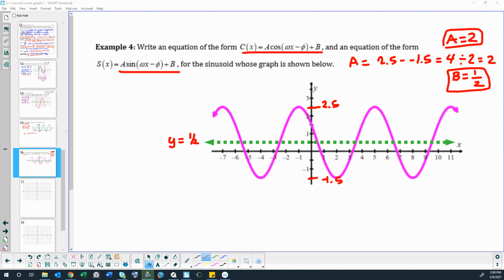Next, let's look at the period of the graph. This one's not so easy because when I look at the x-axis, it's kind of a strange place right there. So it might be easier to choose another point, like a maximum to a maximum, or I could even choose an x-intercept to an x-intercept. There's various ways to figure out the length of one cycle.